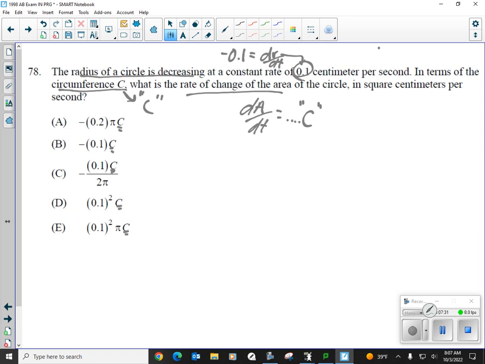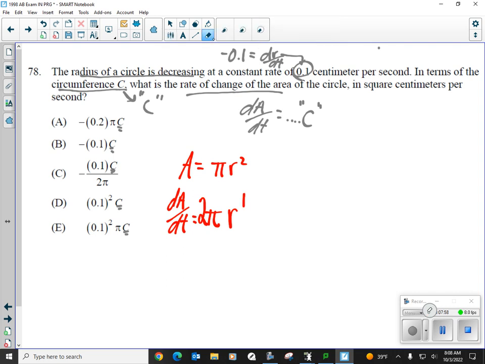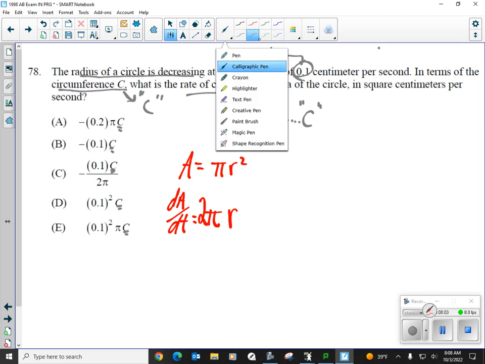So first thing I need to do, if I'm going to take the derivative of the area, I need to know what the area of a circle is. That's just pi r squared. Let's take the derivative of said formula with respect to time. Pi is a constant, that'll stay. R squared, the 2 comes down, and that becomes r to the power of 1. We don't have to write it if it's just the power of 1.